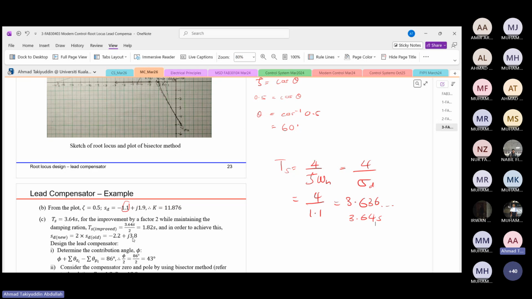Right. Till this point, do you have any question? Because we are going to move to the next one, the design of the lead compensator, and we are going to use the bisection method.